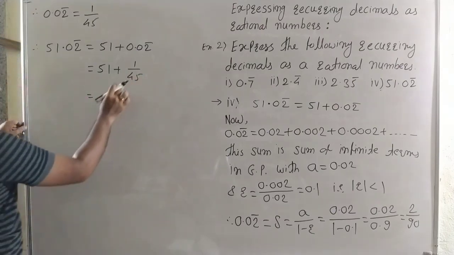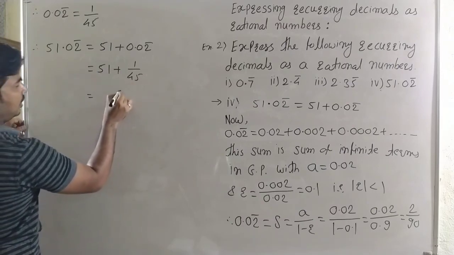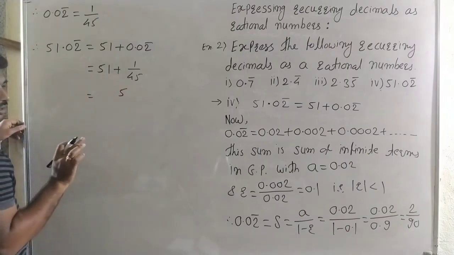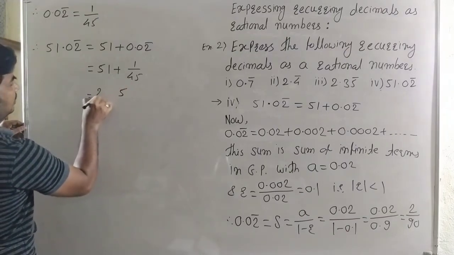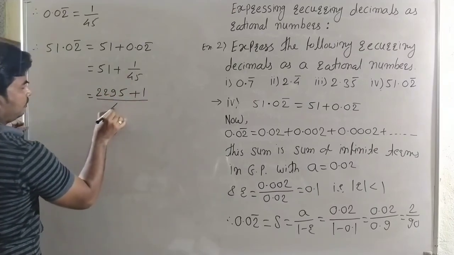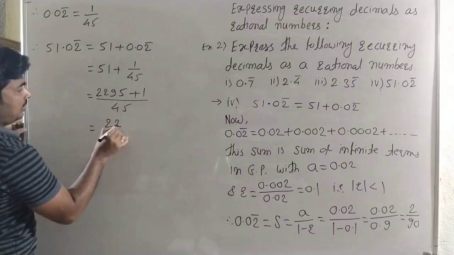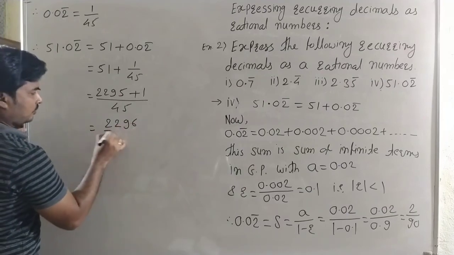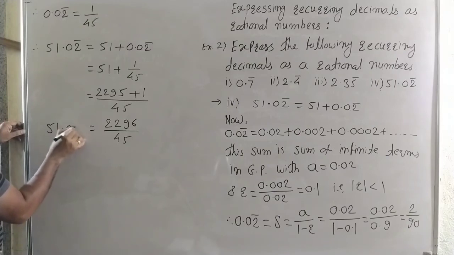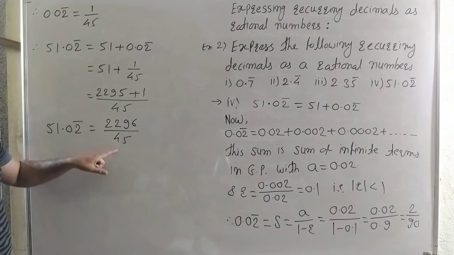Now calculate this. It is 45 into 51. Here 45 into 1 is 45, carry 4. 45 into 5 is 225, and carry 4, it is 229. And this plus 1 upon 45. And then it is 2296 upon 45. It is the value of 51.02 bar. See carefully, that means this recurring decimal is converted into a rational number.